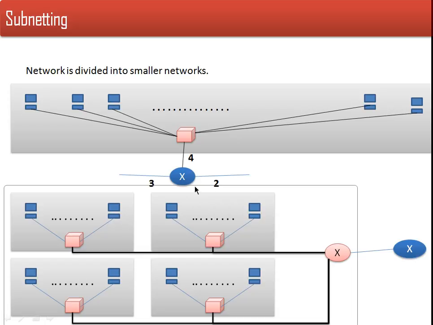Let's say this is the external router. This external router will have a single entry for this network. In this case as well, this router has a single entry. After forwarding the packet here, this router will decide to which network the packet has to be forwarded. So for an external entity, our network is the same as the previous one, but that network is actually divided into smaller networks.